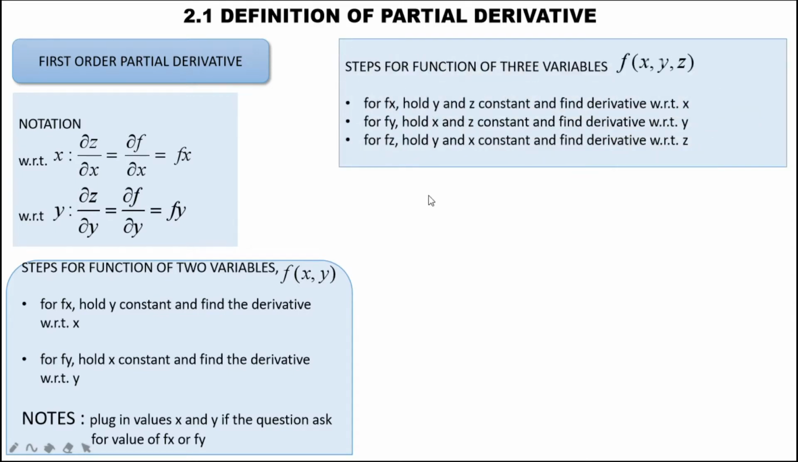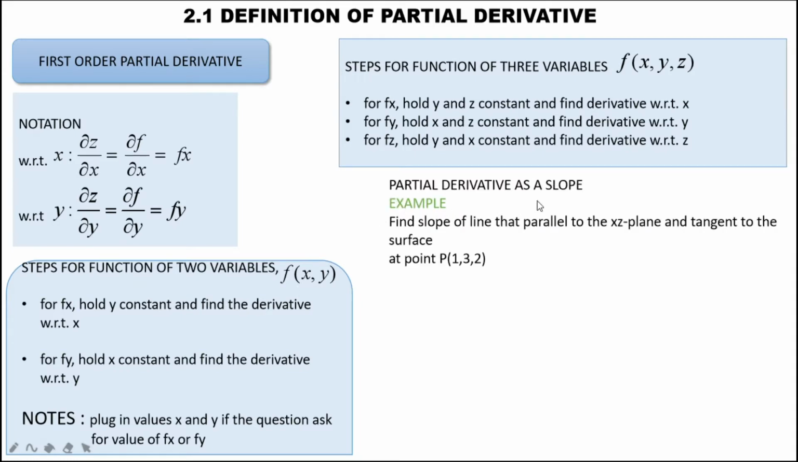Next are the steps for a function of three variables, which is f(x,y,z). For the first step, for fx, it is the same, but with z, we hold y and z as constants and find the derivative with respect to x. And the second step, for fy, hold x and z as constants and find the derivative with respect to y. And the third one, for fz, hold y and x as constants and find the derivative with respect to z. The last part is partial derivative as a slope.